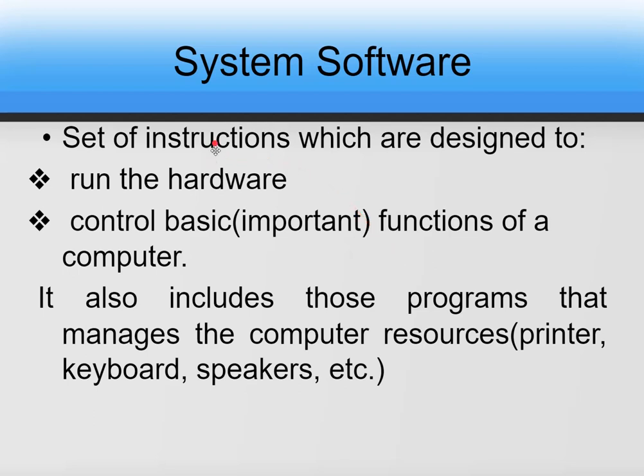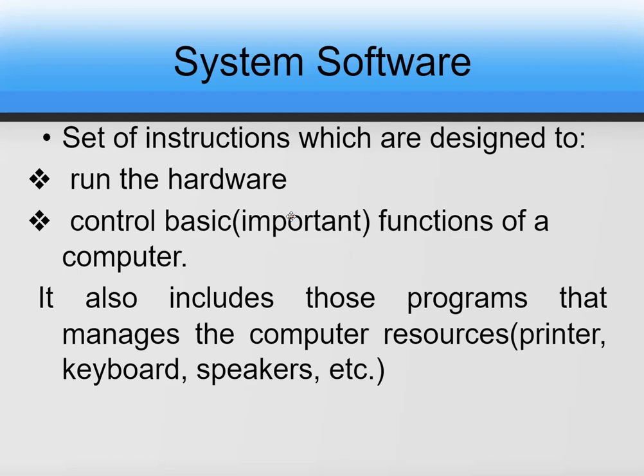It says that system software is a set of instructions designed to run the hardware and control the basic or important functions of a computer. These are the two basic functionalities of a system software. First of all, since it is a software, obviously it will be a set of instructions, which are designed, meaning made, to run the hardware. Run the hardware means, the hardware is what? The hardware are the computer components, right?